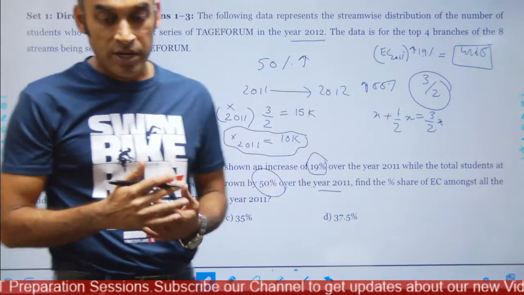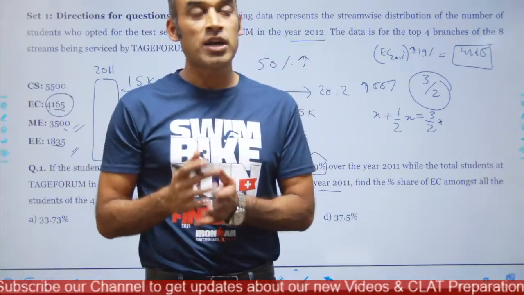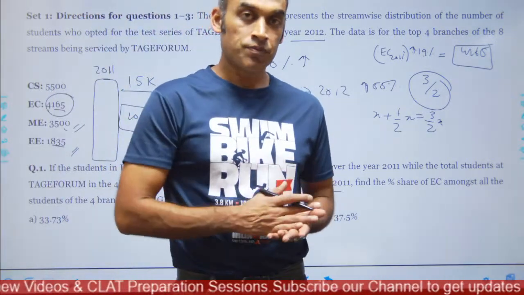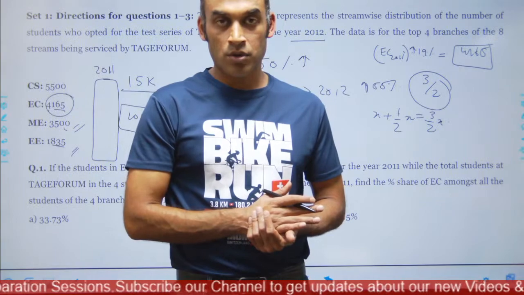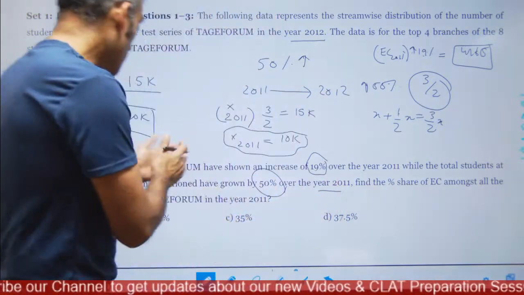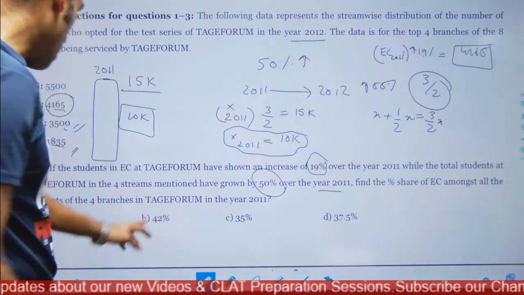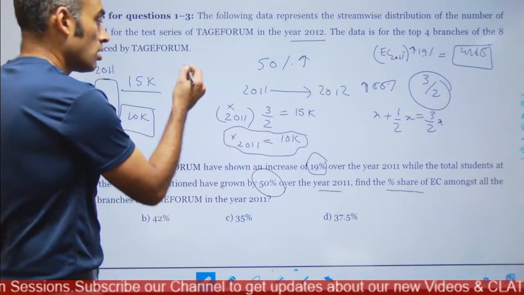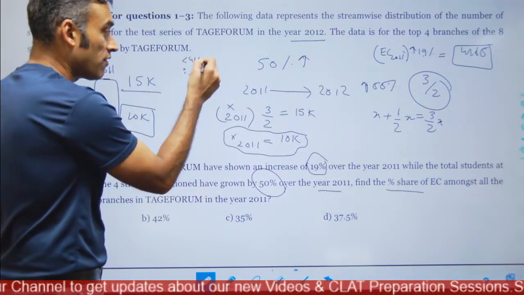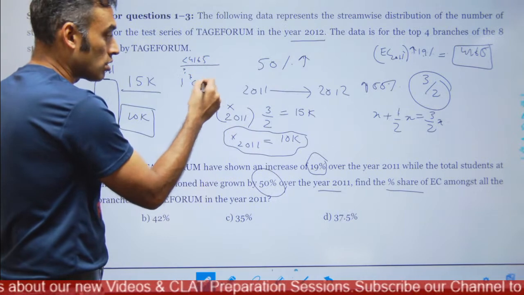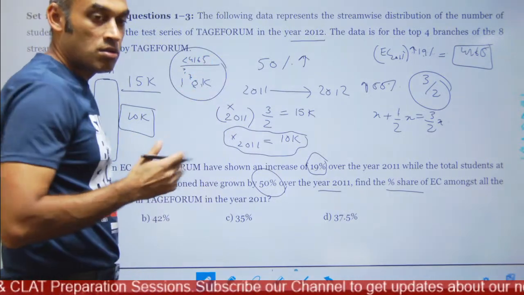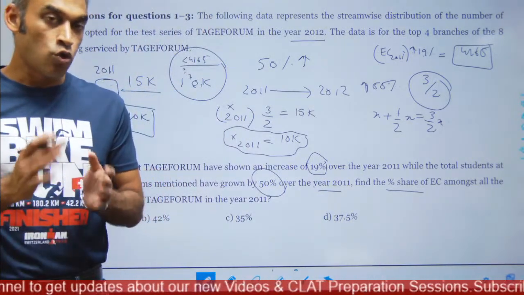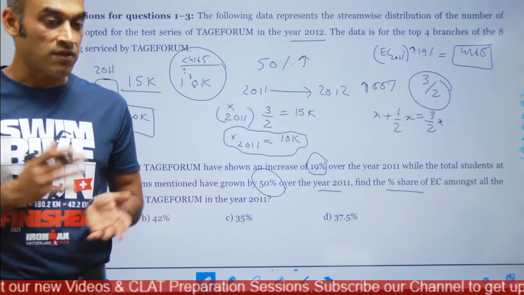Now let's look at option elimination. If something has grown by 19%, obviously the value in 2011 is going to be less than 4165. All right. So we have to find the percentage share of EC. So what is my percentage share? A value which is less than 4165 divided by the total, which is 10,000. This is the range in which we are going to look for the answer.